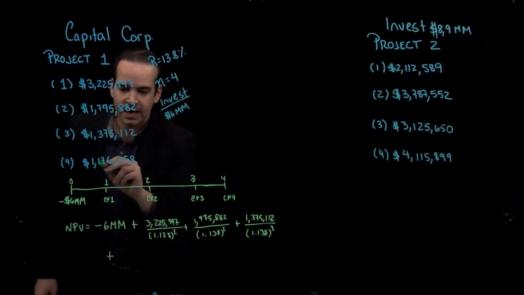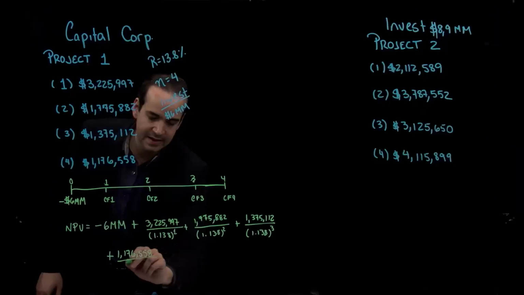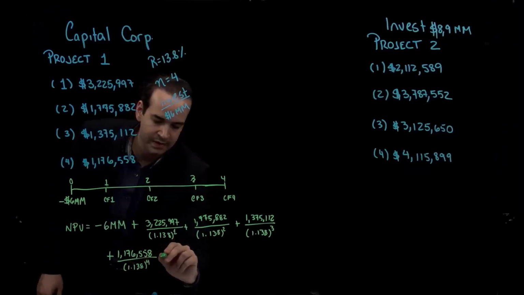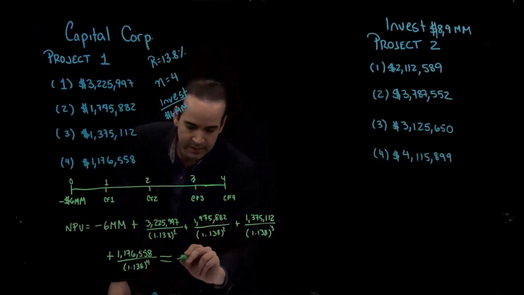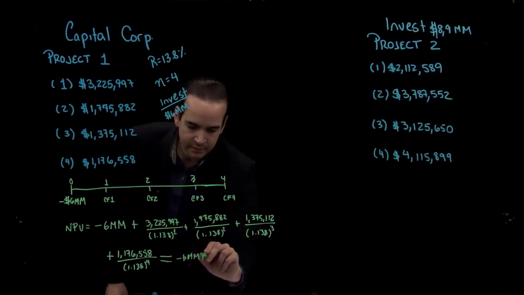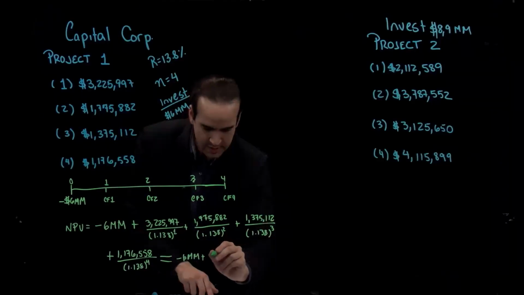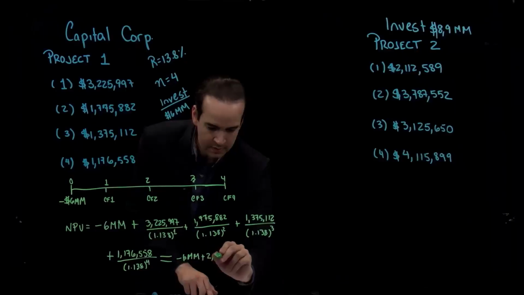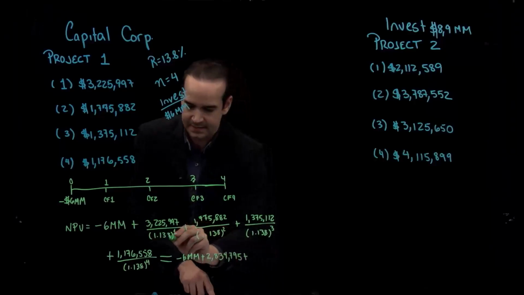So we're having the fourth cash flow, which is 1,176,558 divided by 1.138 to the power of 4. So what is our NPV? It is just going to be the 6 million. And then we're going to add 2,834. If you do this calculation, it's 2,834,795. This is this.